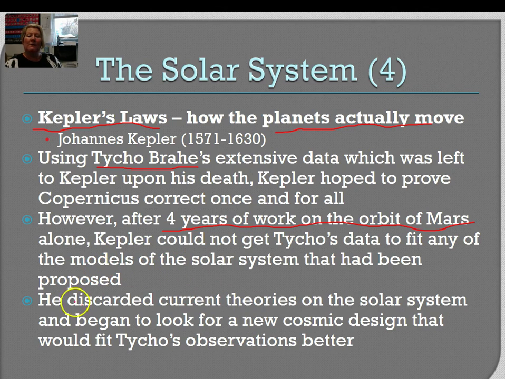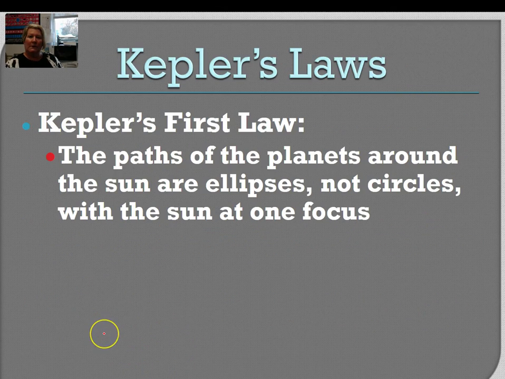And he could not get the data from Tycho to fit any of the models of the solar system of that time. So he decided to discard the current theories on the solar system and look for a new cosmic design that fit Tycho's observations better. That's how confident he was in Tycho's data. So what developed from Kepler's work are Kepler's 3 laws of planetary motion. The first one corrects the orbit shape of the planets. They are ellipses, not circles.